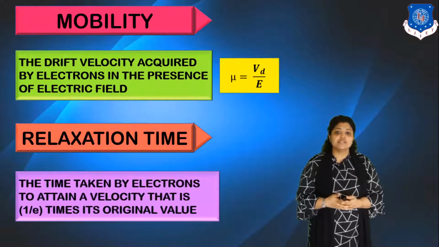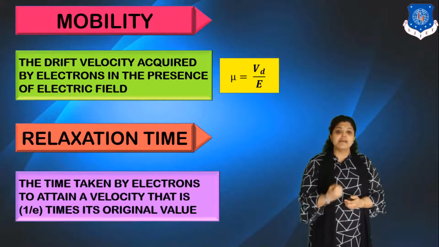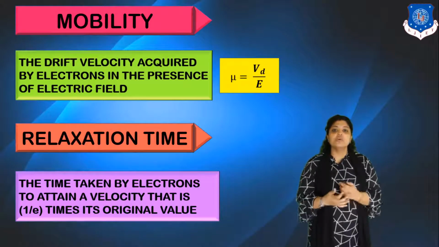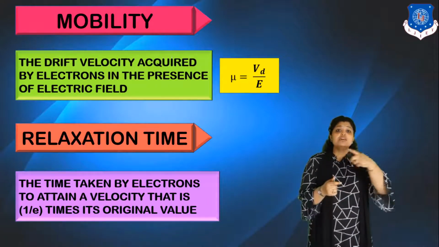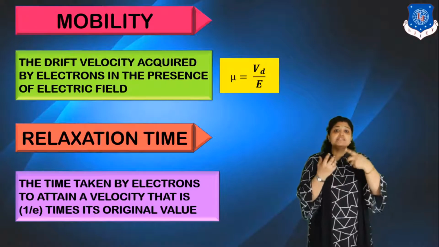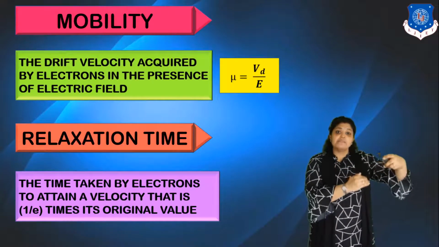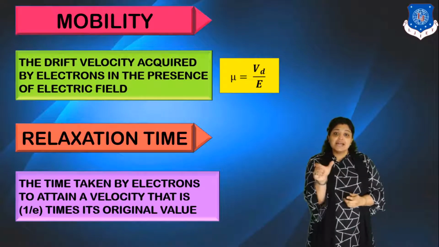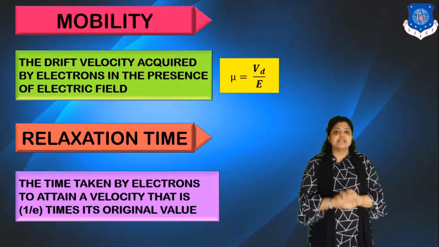Let's see what relaxation time is. It is the time taken by electrons to attain a velocity that is 1 upon e times the original velocity. Original velocity was higher because they were disturbed. Now they align in one particular position, so we say the velocity reduces. So this time taken is what is known as relaxation time.